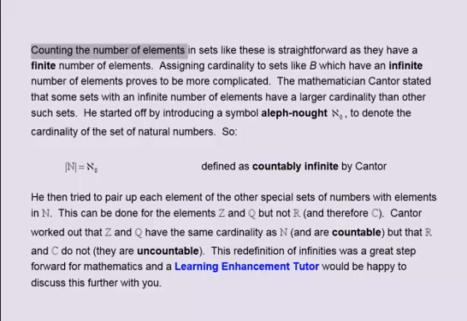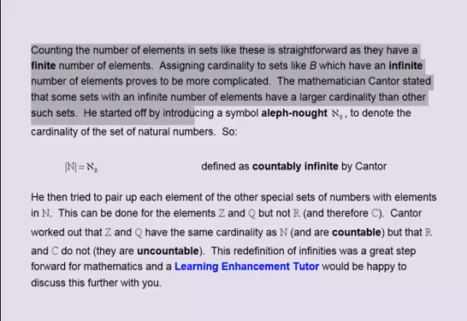Counting the number of elements in sets like these is straightforward, as they have a finite number of elements. Assigning cardinality to sets like B, which have an infinite number of elements, proves to be more complicated. The mathematician Cantor stated that some sets with an infinite number of elements have a larger cardinality than other such sets.